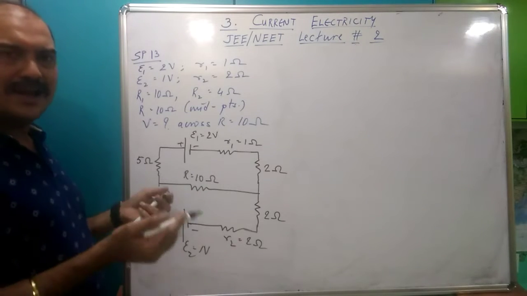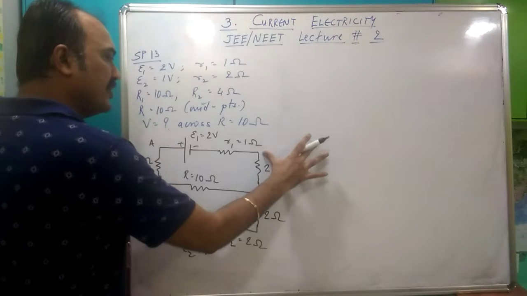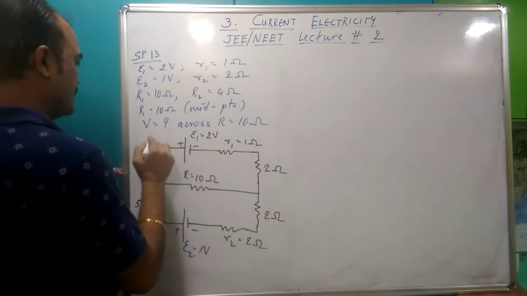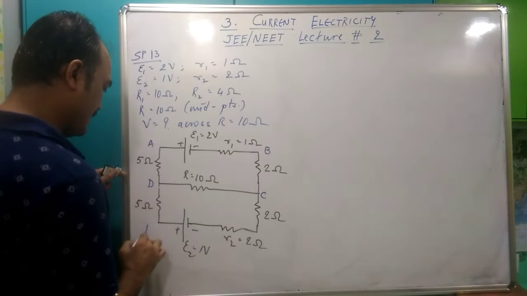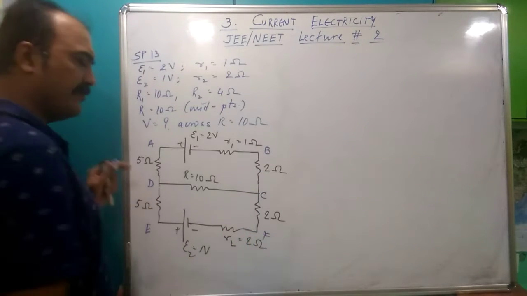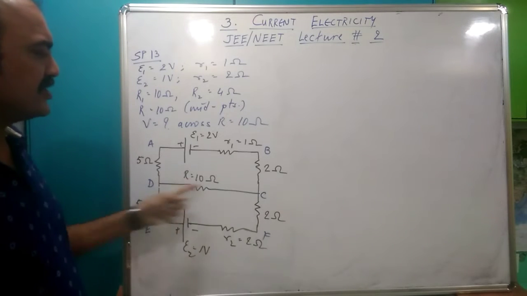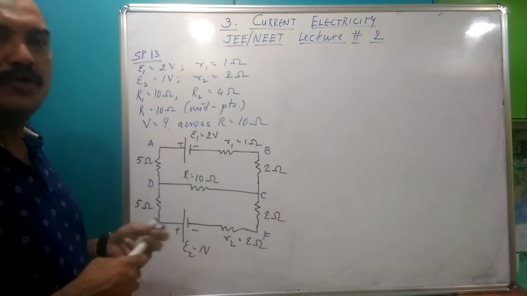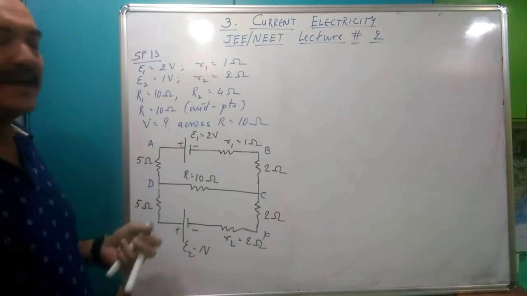So first of all, let me name the entire circuit. I call it A, B. We'll do it in blue so that it retains the flavor. This is A, B, C, D, E and F. So your agenda is to find the current flowing through this branch DC or CD. Now current tracing, the first step we do is naming the various currents in the entire circuit.